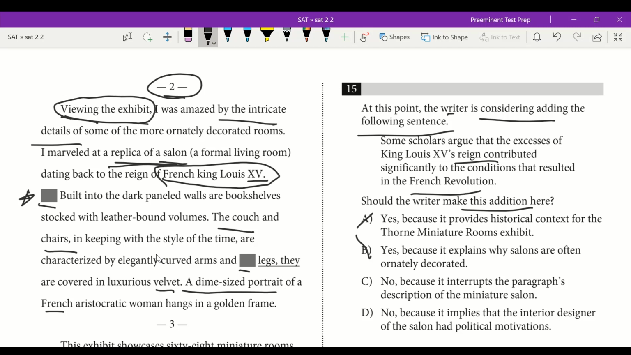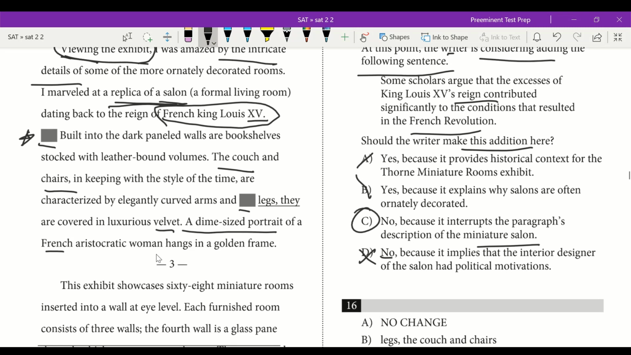So we have no, because we'll do D. No, it implies that the interior designer of the salon had political motivations. That's not why we're not including it. It's a stretch and it's not needed and it interrupts our flow, right? So no, because it interrupts the paragraph's description of the miniature salon. All right, next up. Now we get down here. We have the couch and chairs, in keeping with the style of the time, right? So this part right here is non-essential. If we're looking for grammar, we can kind of skip over it. The couch and chairs are characterized by elegantly curved arms and legs.